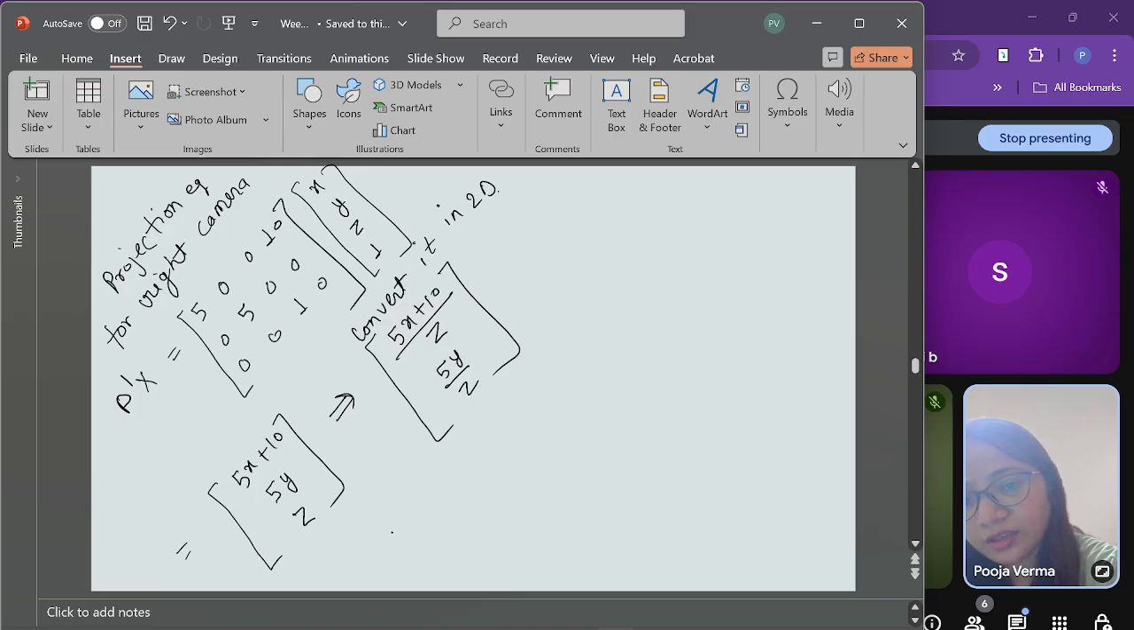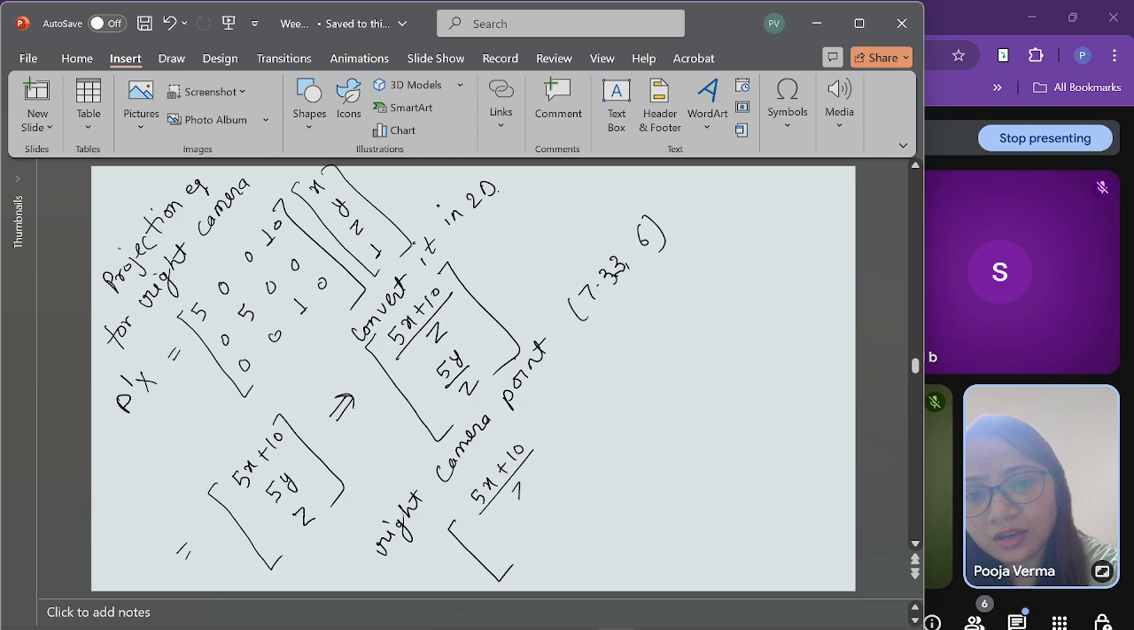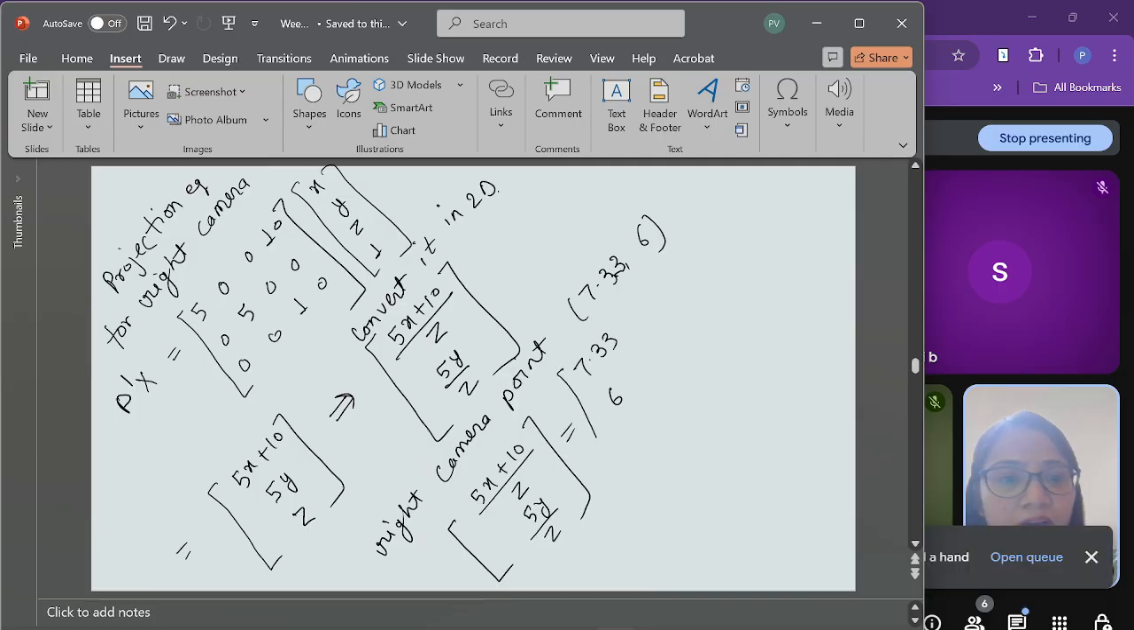Again in the 2D image plane, the right camera point is given already in the equation. The point is given, that is 7.33 and 6. So just equate with this one, 5x plus 10 divided by z, 5y divided by z, that is equal to 7.33 and 6. Yeah, you can ask questions.